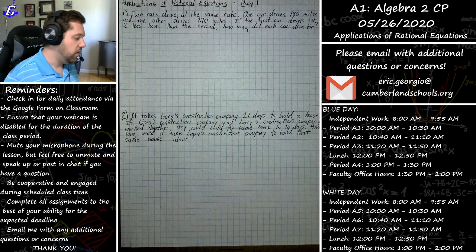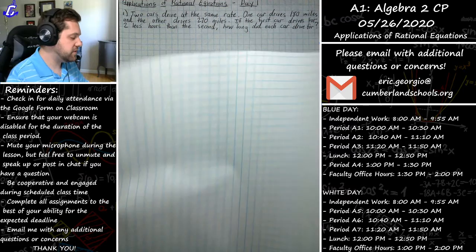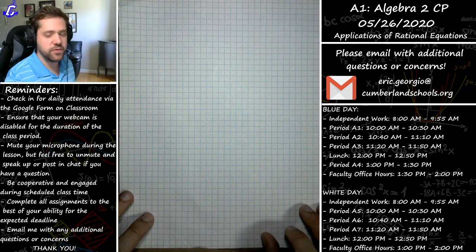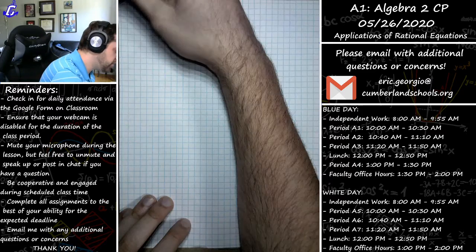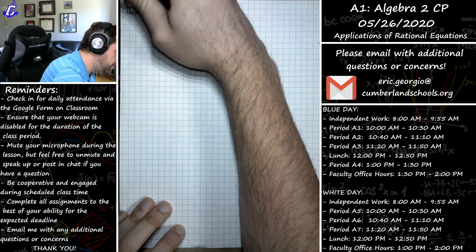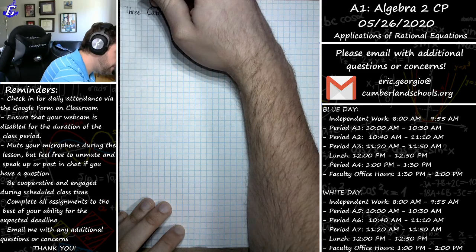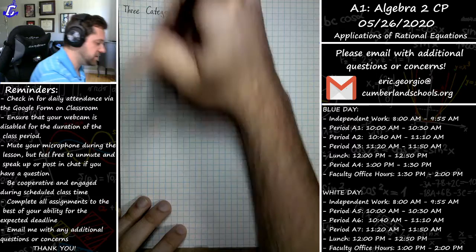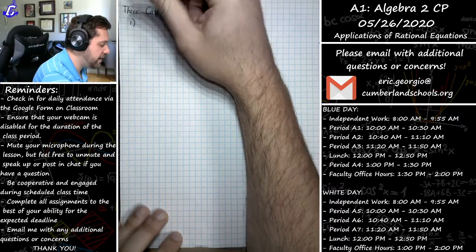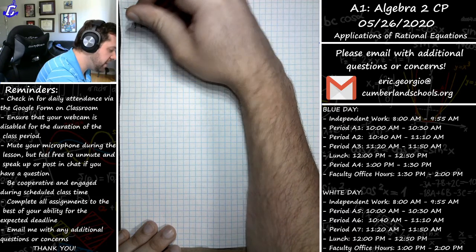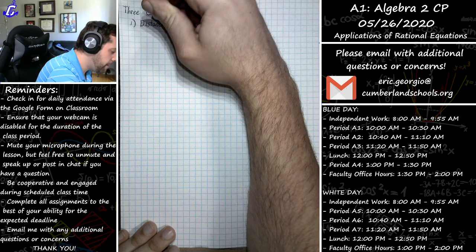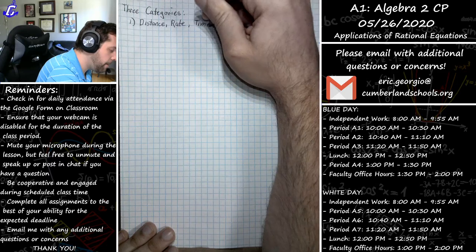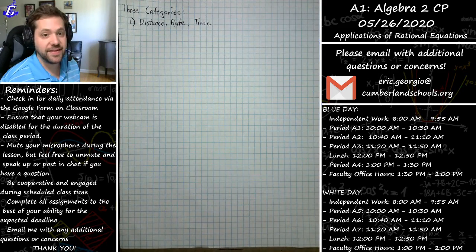All right, so with these word problems, just a little preface before we actually jump in. We are going to be focusing on 3 categories, all of which apply our knowledge of rational equations. The first category is something that I like to call a distance, rate, and time problem. Distance, rate, and time problem.